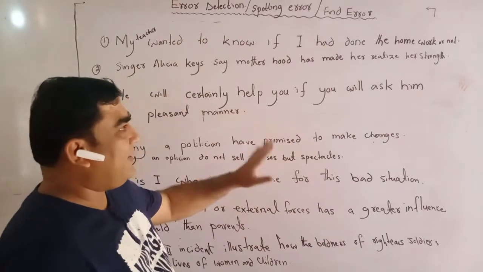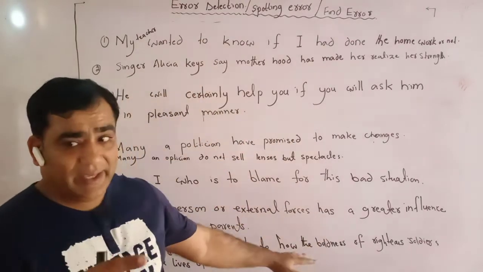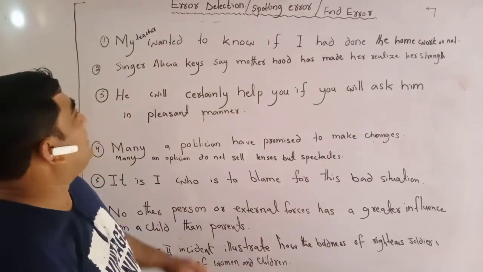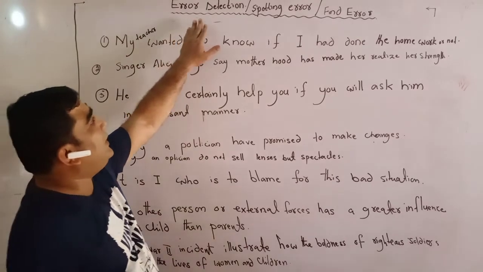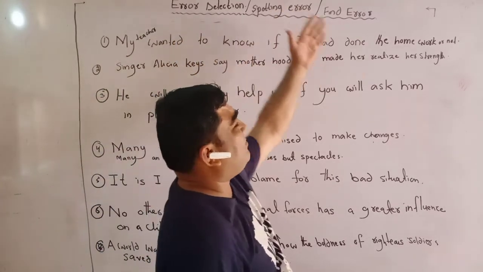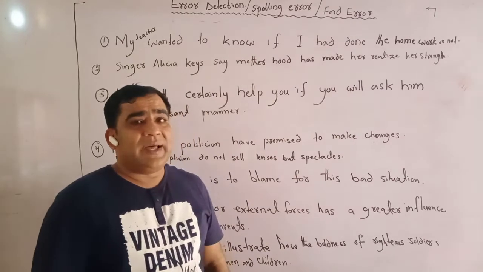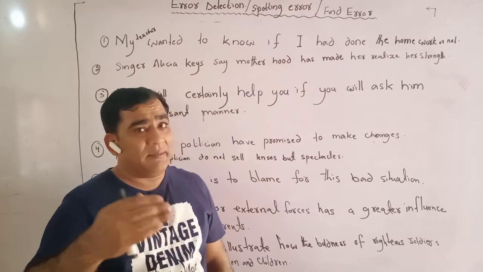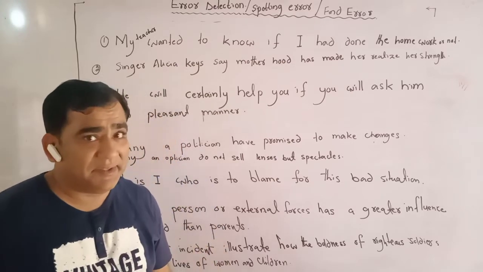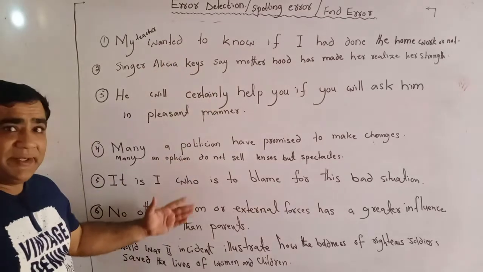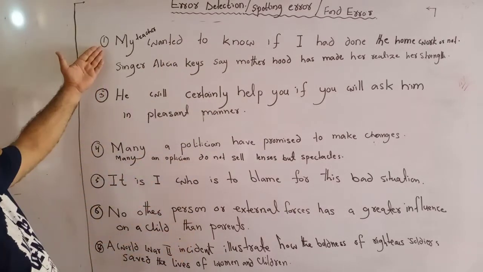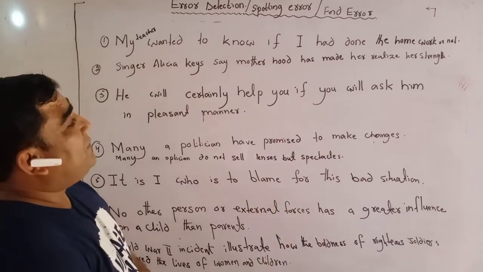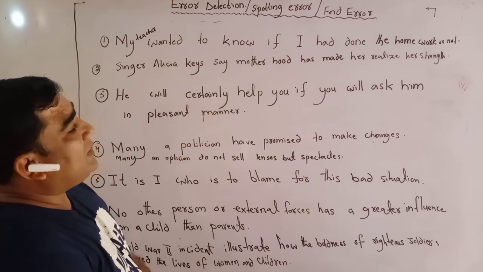What you have to do is check all the things in this way. The topic is error detection, spotting errors or finding errors: analyze the sentences and find out where there is some sort of error, mistake or blunder. Read out all the sentences. Sentence one: My teacher wanted to know if I had done the homework or not.